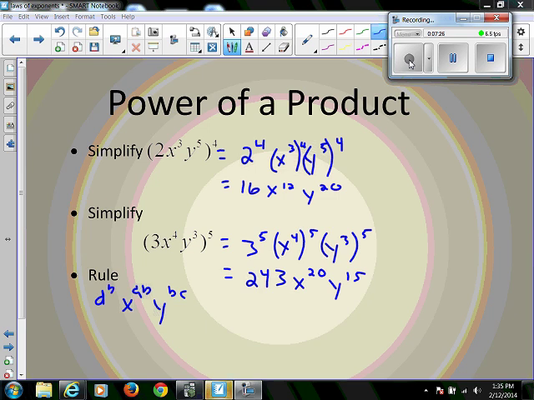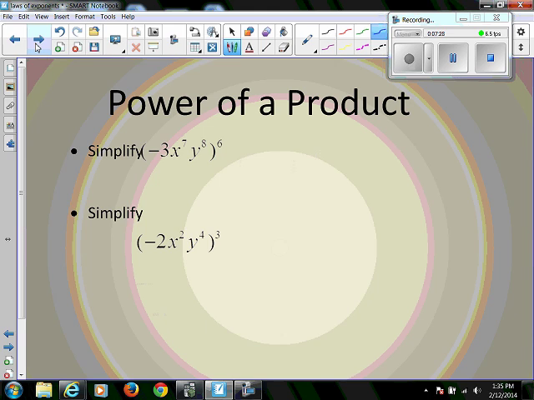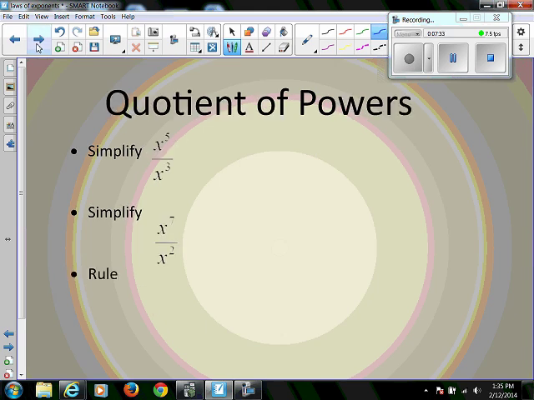You try these two on your own. X to the fifth. We have 5 x's. X cubed. If we break this apart, x and x cancel out because x divided by x equals 1. So here I have x squared.